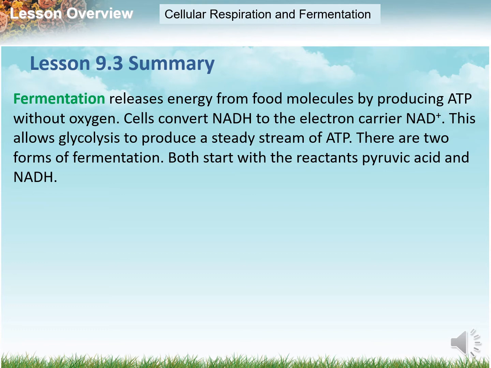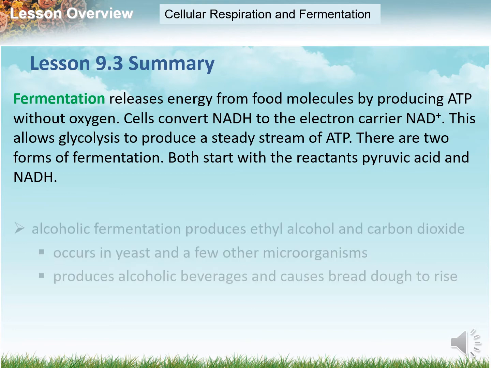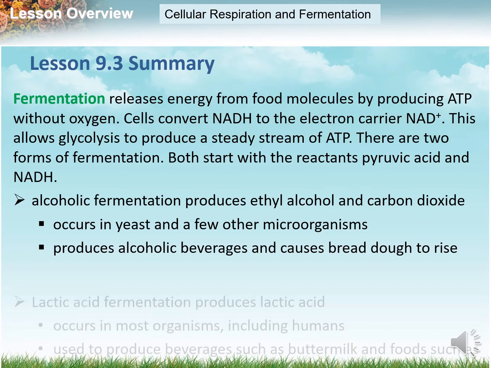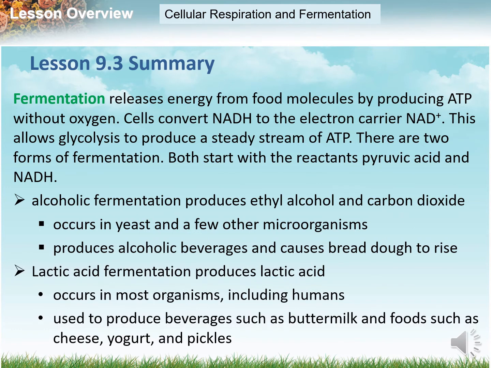There are two forms of fermentation. Both start with the reactants pyruvic acid and NADH. Alcoholic fermentation produces ethyl alcohol and carbon dioxide. It occurs in yeast and a few other microorganisms, produces alcoholic beverages, and causes bread dough to rise. Lactic acid fermentation produces lactic acid. It occurs in most organisms, including humans, and is used to produce beverages such as buttermilk and foods such as cheese, yogurt, and pickles.